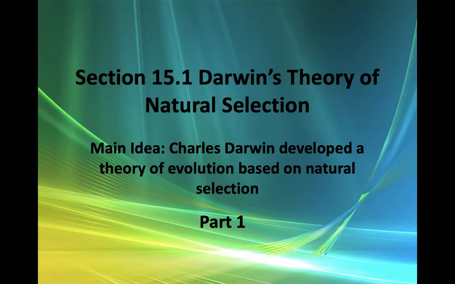Today we're going to talk a little bit about evolution. Section 15.1 is what we're going to concentrate on today: Darwin's theory of natural selection. The main idea is Charles Darwin developed a theory of evolution based on natural selection.